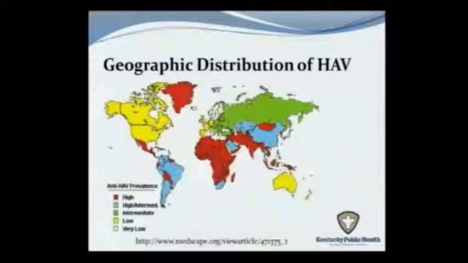This is a geographic distribution of HAV. As you can see here in North America and Australia, there's a low prevalence of HAV, and in Western Europe. But if you take a look at Latin and South America, Africa, Indonesia, they are at intermediate to high levels of HAV. So those are endemic areas where HAV is still pretty prevalent.